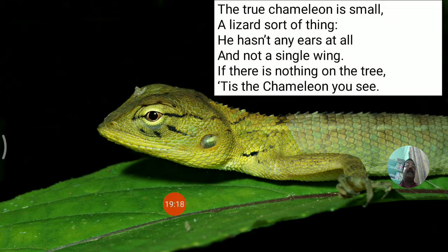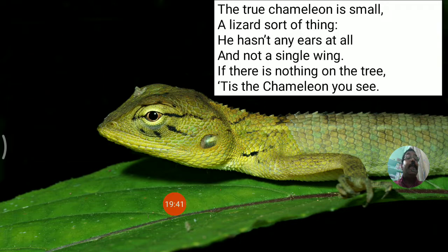Then the last stanza, there the poet is introducing a chameleon. "So the true chameleon is small, a lizard sort of thing. He hasn't any ears at all and not a single wing. If there is something on the tree, it is chameleon you see." So the poetess is telling that you can identify the chameleon like this. It is a very small creature appearing like a lizard, a lizard sort of thing.